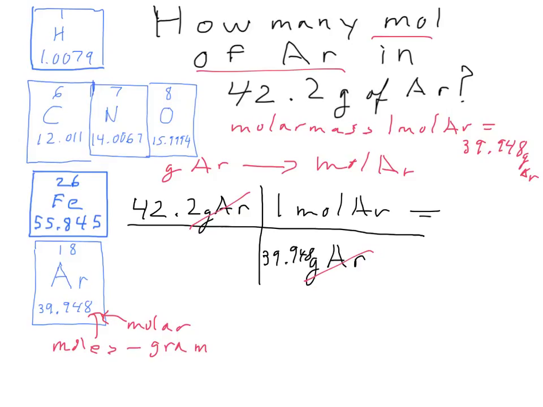So I multiply everything on top, divide through everything on the bottom, and I get 1.06 moles of argon. Chemistry's easy, life is hard, right?